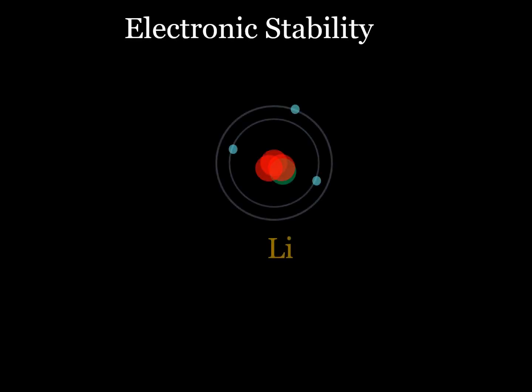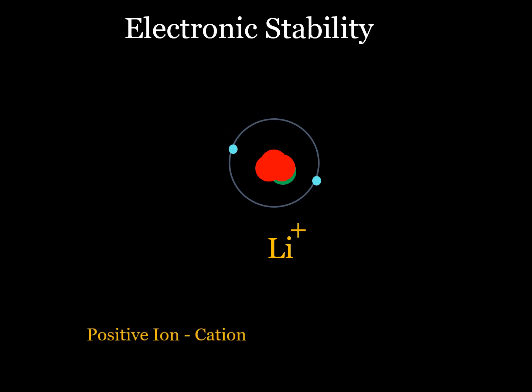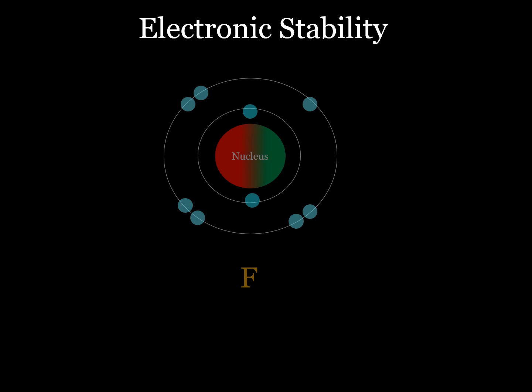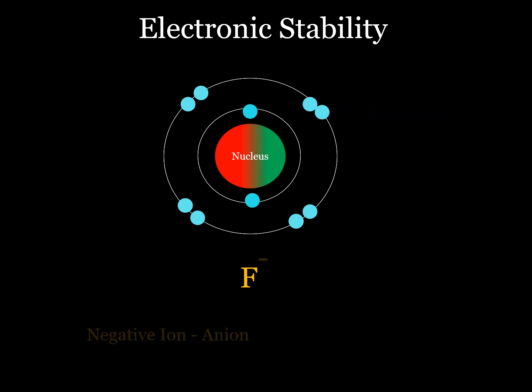For lithium, it is easier to lose 1 electron and have the outermost shell completed than to gain 7 electrons. By losing an electron, an atom gets a positive charge and is called a positive ion or a cation. For fluorine, it is easier to gain 1 electron and complete its outermost shell than to lose 7 electrons. By gaining an electron, an atom gets a negative charge and is called a negative ion or anion.